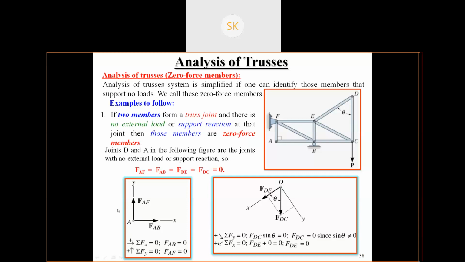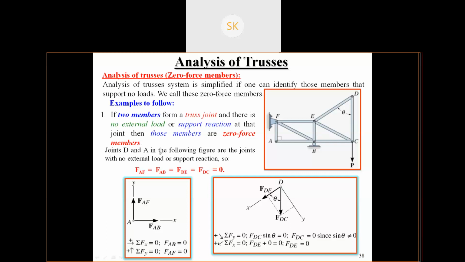See, at this joint there is no force. Yes or no? This is one member. This is one member. It is joined at point A. Here, no external load is applied to this member, and no support reactions are given to this. So FAF and FAB are zero force members. Summation of Fx equals 0, so FAB is equal to 0. Summation of Fy equals 0, so FAF is equal to 0.